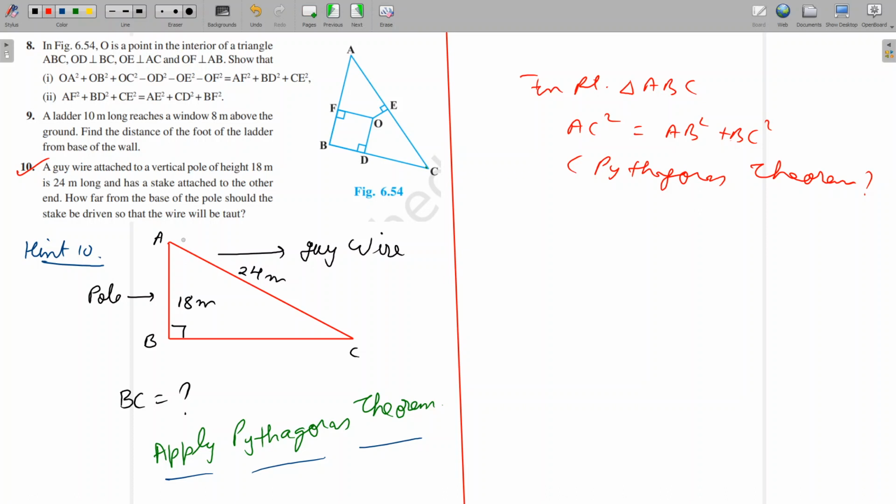And here AC is given to us, so we will be putting the value of AC here. So that will be 24 square equal to AB is 18, so 18 square plus BC square. Simplify this and we will be getting the value of BC.